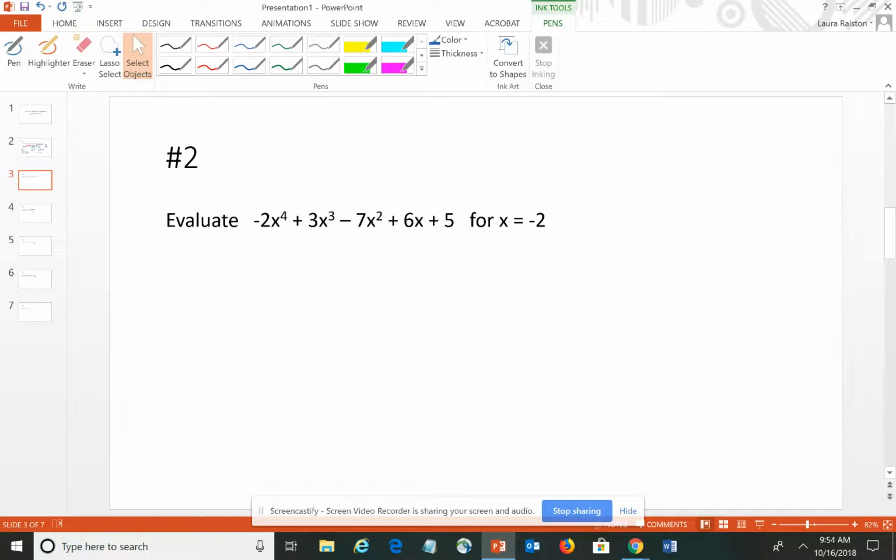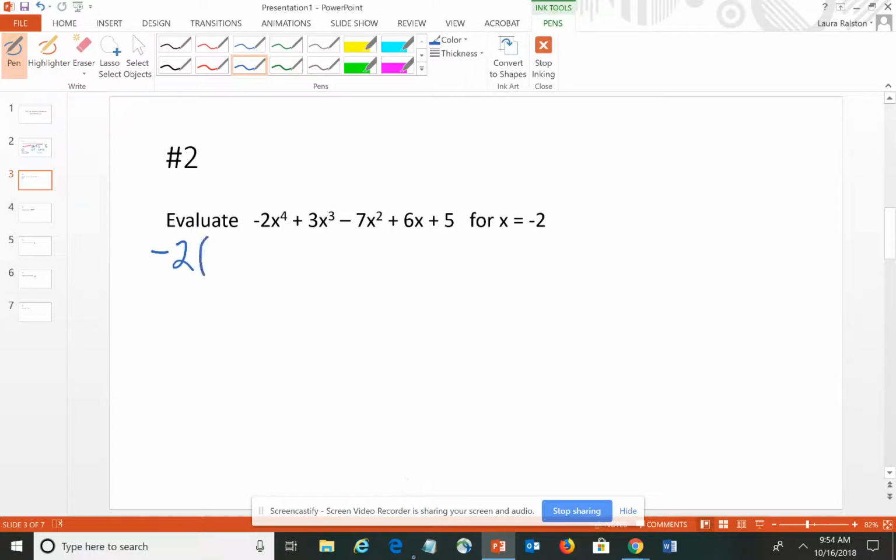Question number 2 asks you to evaluate the expression negative 2x to the 4th plus 3x cubed minus 7x squared plus 6x plus 5 for x is negative 2. So to work that problem, and you may want to have a calculator handy, we're going to substitute negative 2 into the equation wherever there is an x, or into the expression.